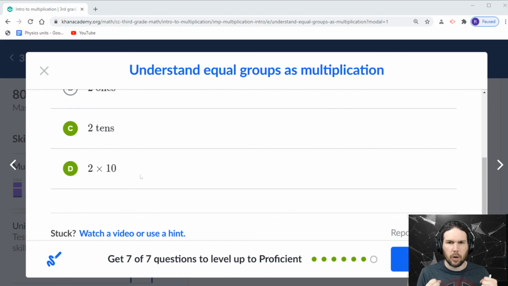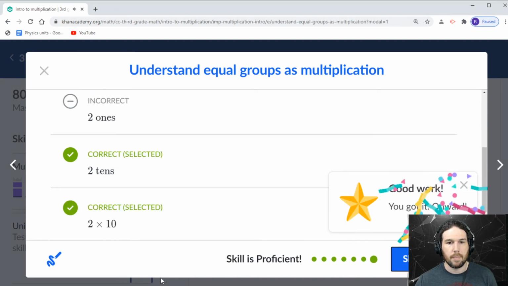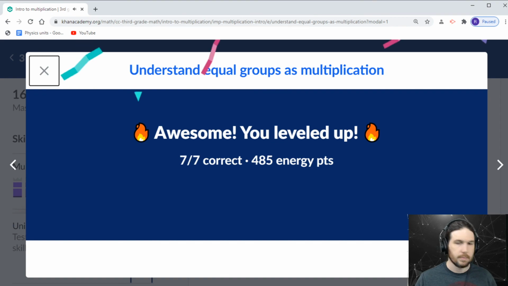Yes, my whiteboard is working. I'm so happy. Okay, moving on. That is understand equal groups as multiplication. Moving on.